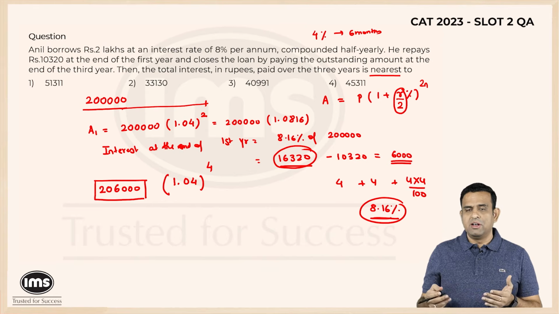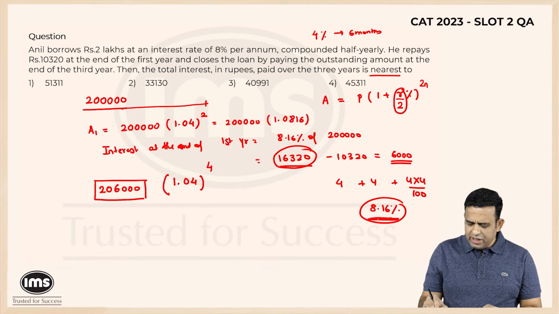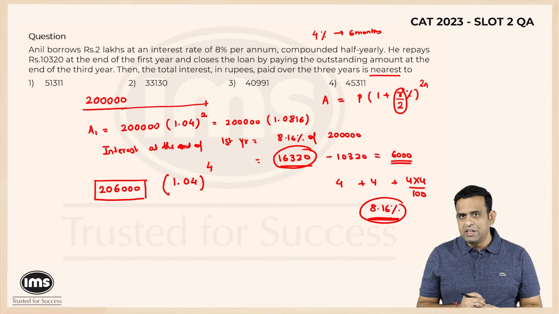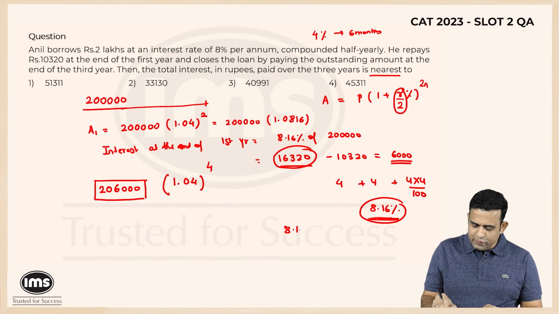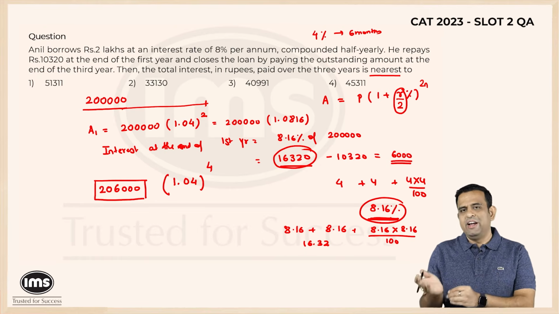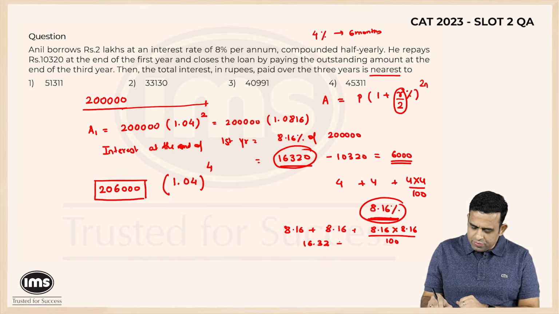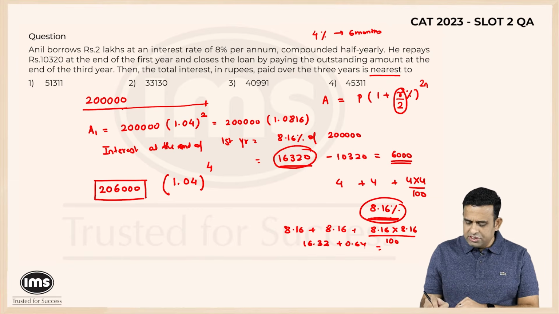Now, in this particular case, we have 4%, 4%, 4%, and 4%. We have seen in 1 year 8.16, and in the next year 8.16. So basically 8.16 being compounded 2 times: 8.16 plus 8.16 plus 8.16 into 8.16 divided by 100. This part becomes roughly 16.32. If I assume 8 into 8, it becomes 64, and 64 upon 100 becomes 0.64. That means we are getting roughly close to 16.96.